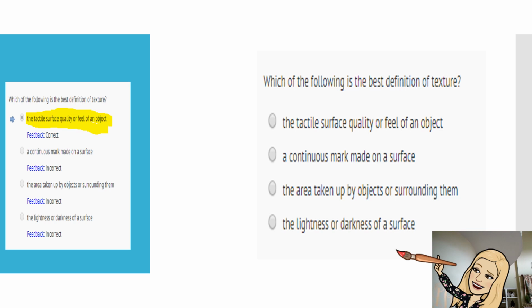Now, these other answers: a continuous mark made on a surface, that's the definition of line. Area taken up by objects or surrounding them, that's the definition of space. The lightness or darkness of a surface, that's the definition of value. So the correct answer is the tactile surface quality or feel of an object. Let's keep going.